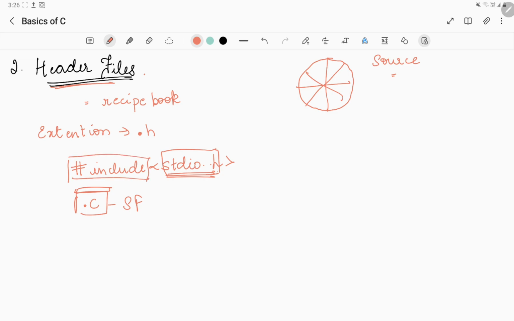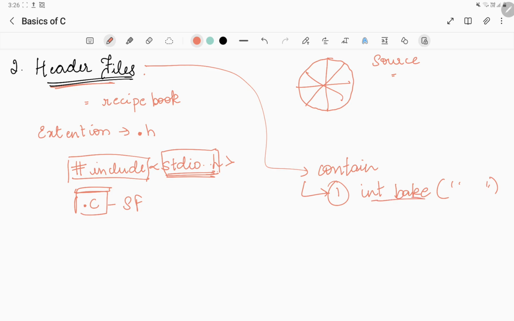So what does it contain? First, it has function declarations. Functions can be anything, for example, let's think of int bake. This is a function. What does function mean? We'll be learning that in the next few chapters of our videos. So the header file contains functions. Next, it contains macros.